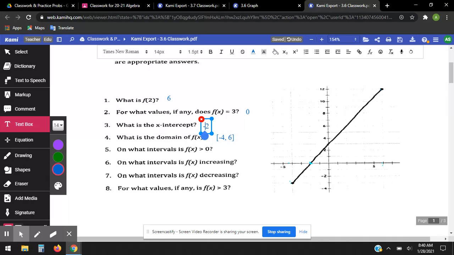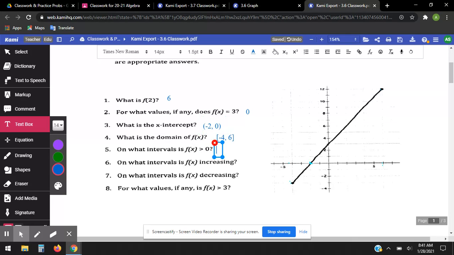I need to go up here and make this a proper point. X-intercept is -2, 0. And let me widen my box so that that's proper on that one.